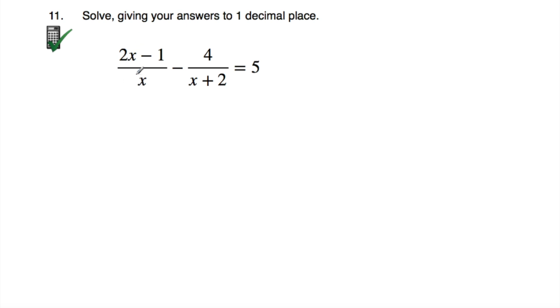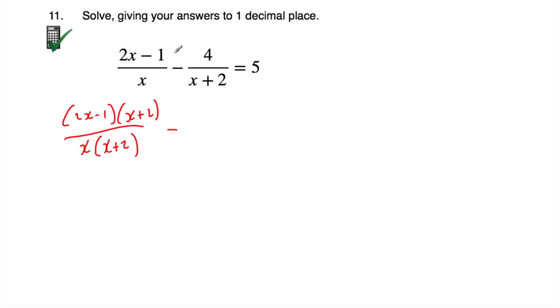So in terms of this fraction, if we times both the numerator and denominator by x plus 2, the numerator will become 2x minus 1 and then in brackets x plus 2. And then the denominator, we had x, we're timesing it by x plus 2, so it'll just be x, brackets, x plus 2.